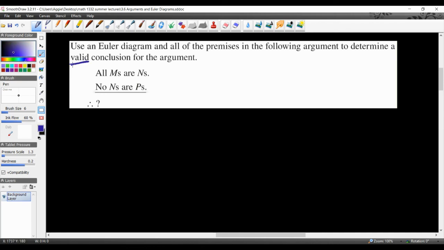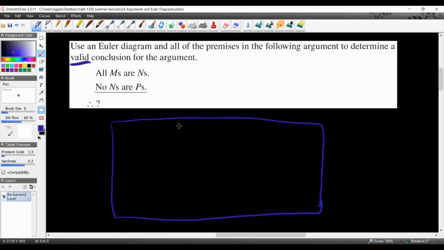So we want to determine a valid conclusion for these two premises. Okay, so we're going to start with our box, which is our universe. Okay, and let's see what we have here. We have that all M's are N's, and no N's are P's. Interesting. So we have kind of like a 2 and 1 going on here. So let's see how that works.